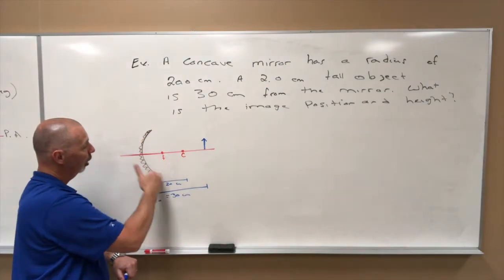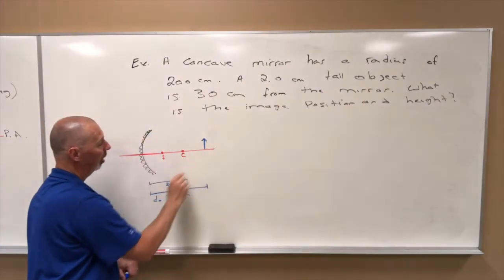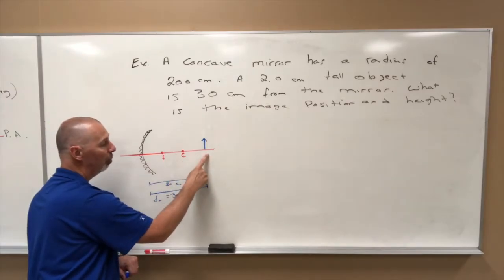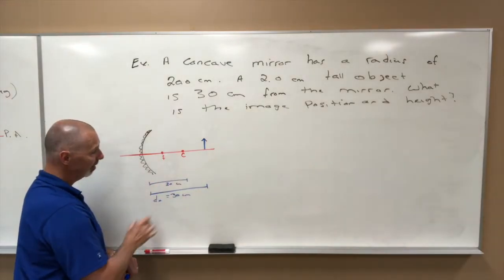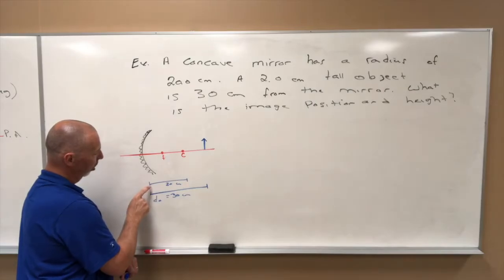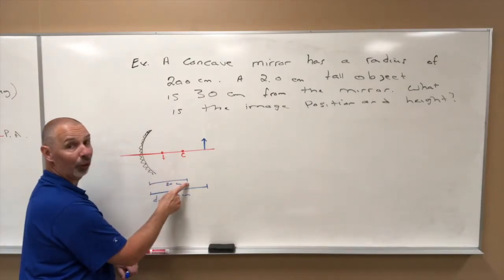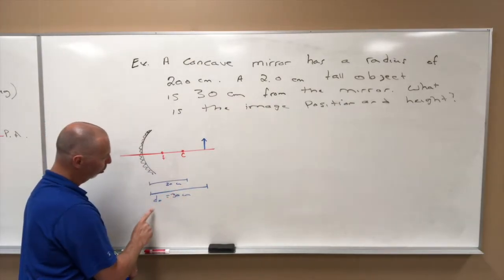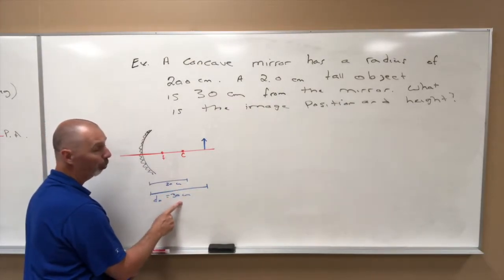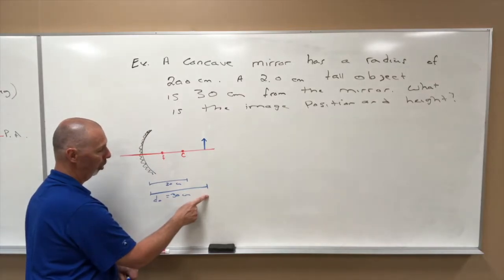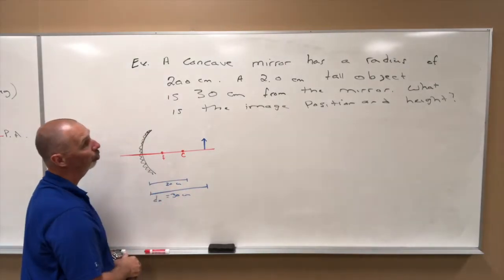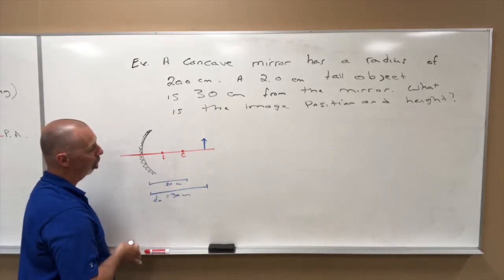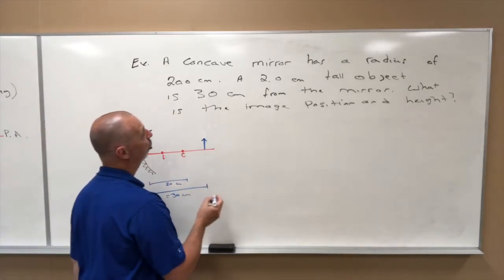But here's my concave mirror. I've drawn my principal axis. I've got a focal point, a center, and my image. The question tells us that the distance from the mirror to the center, the radius, is 20 centimeters. It tells us the object, do, is 30 centimeters from the mirror. All right, so I've got those two distances here, and it tells us that the height of the object, ho, is 2 centimeters.